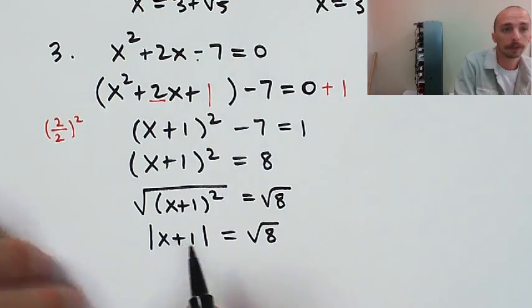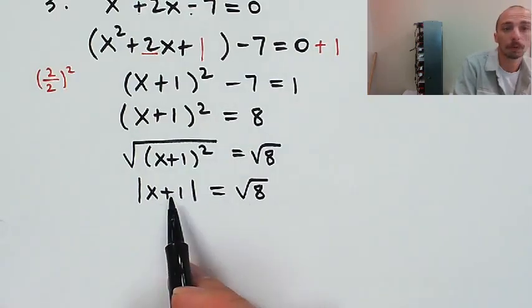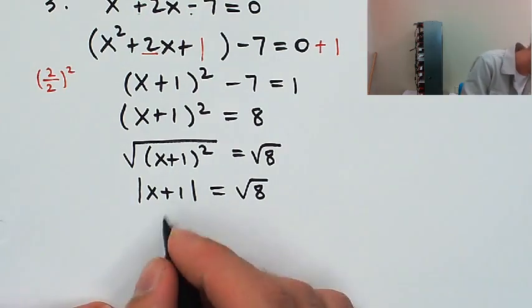And maybe I'll switch up the way I solve this. I know that the absolute value of x plus 1 is equal to the square root of 8, so x plus 1 is either positive or negative square root of 8.